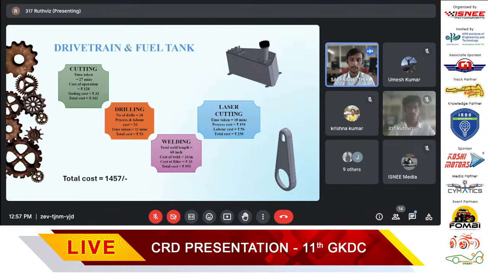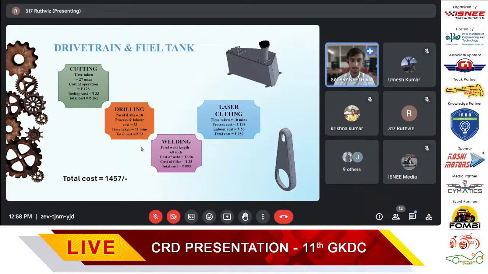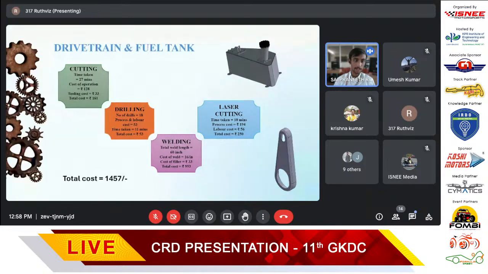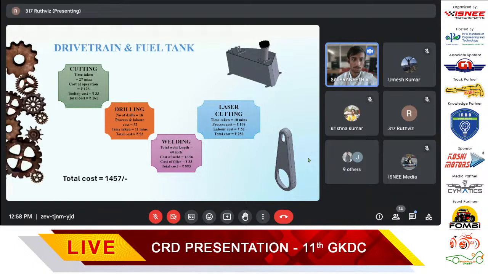And it costs us around the laser cutting. Laser cutting is for the fuel tank and surge tanks. Cutting and drilling is for the cross section areas and cutting of the excess parts of the fuel tank and also the chain guard. Here the cutting time is around 27 minutes, and the cost of operation is around 128 rupees, and also the tooling cost is 33 rupees. It includes the tooling cost and maintenance of the tools, and the total cost is around 161 rupees.